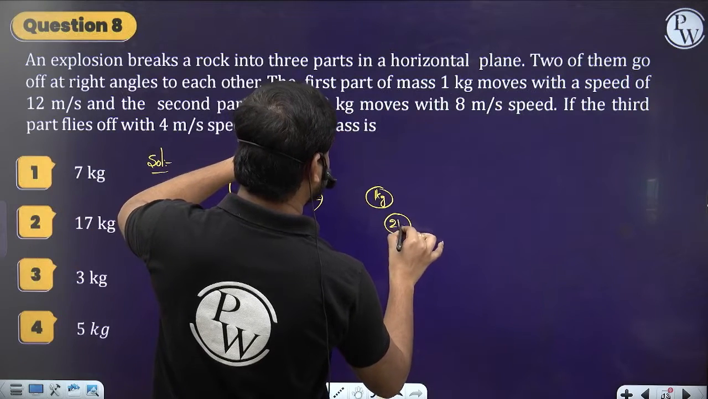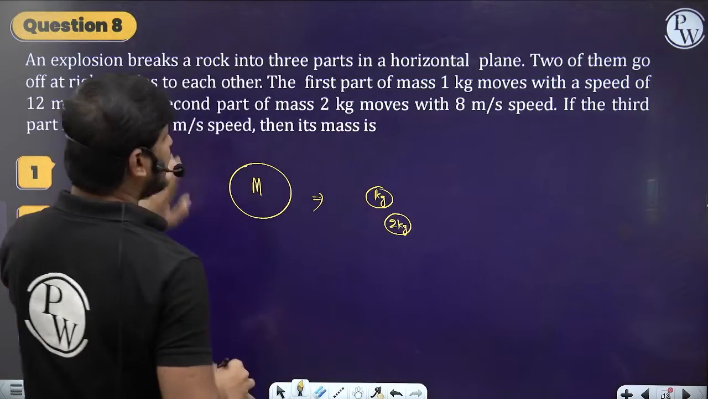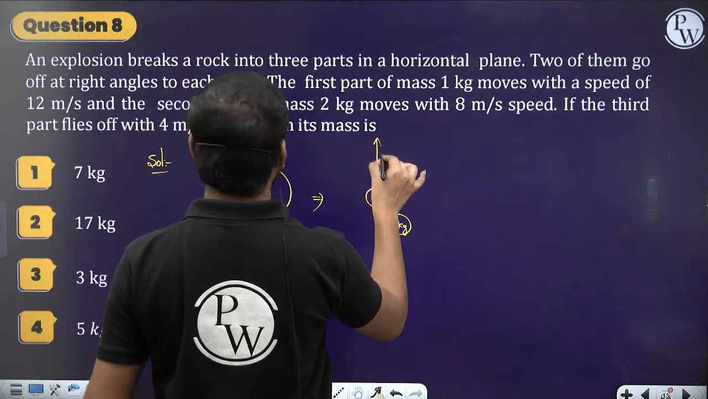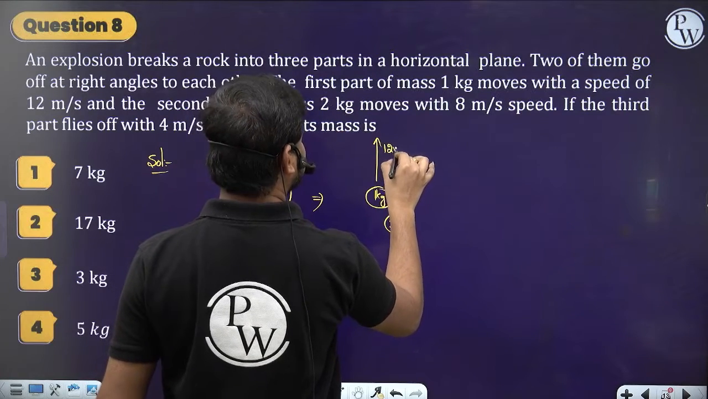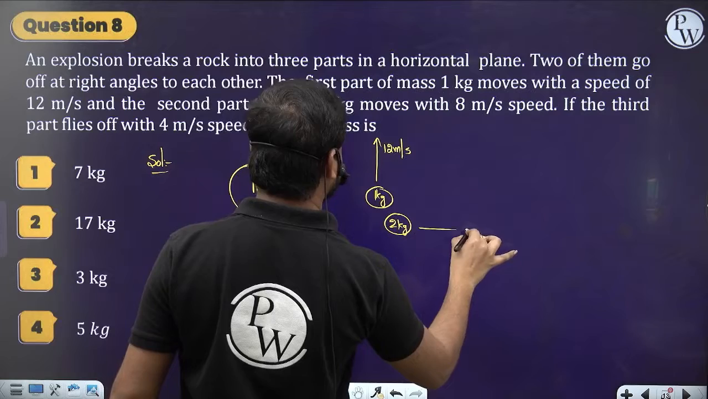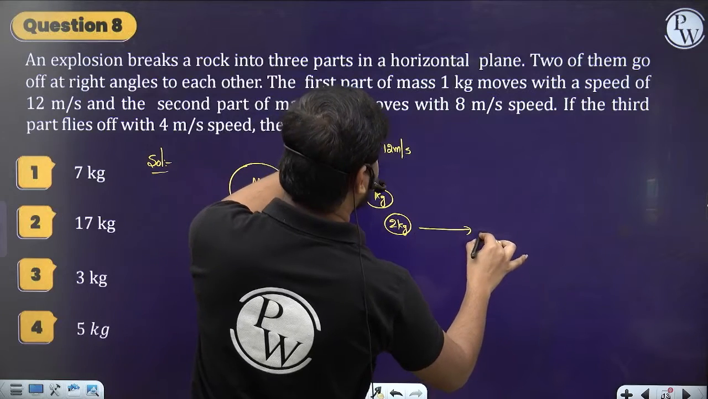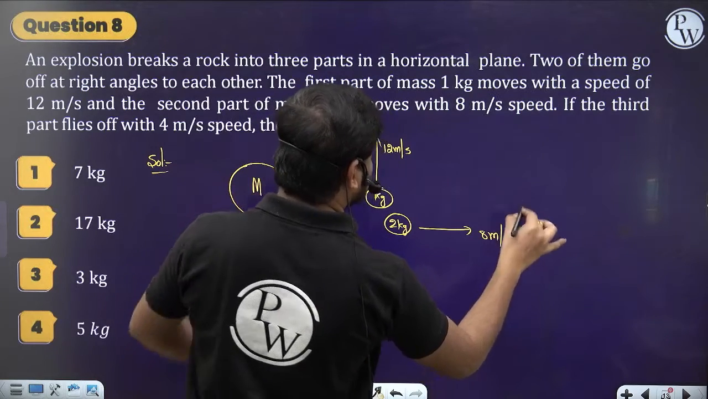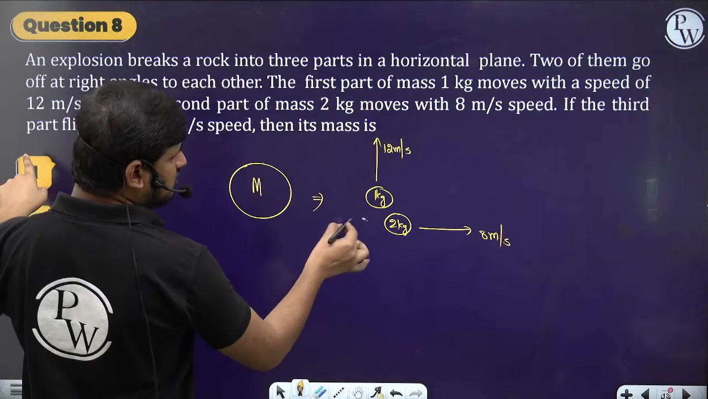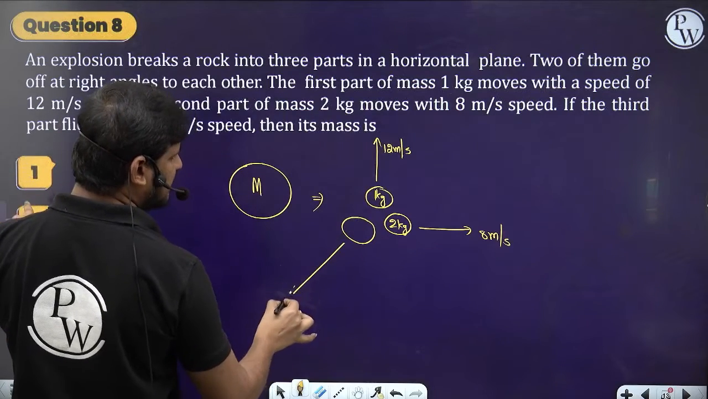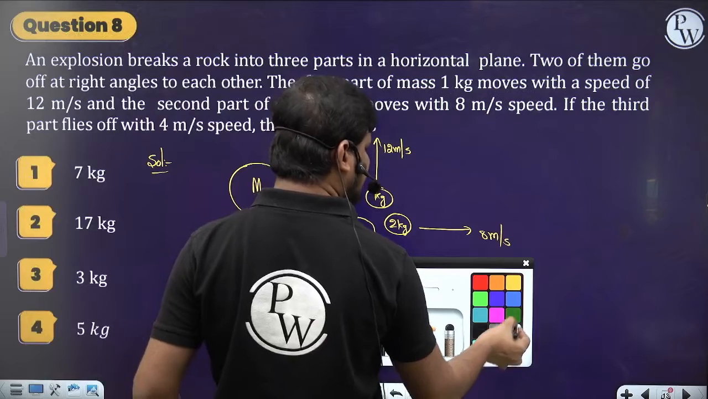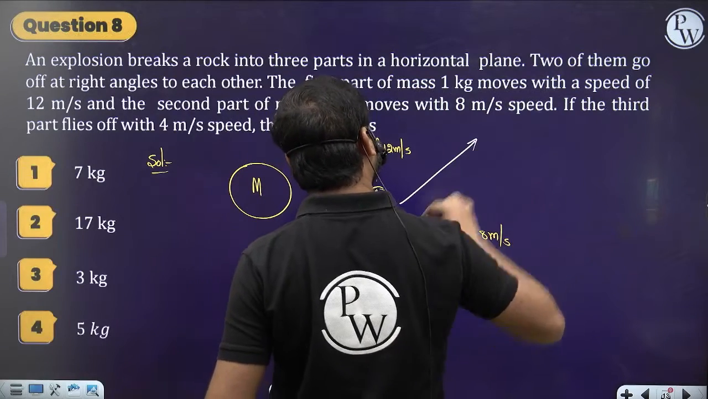So this 1 kg and 2 kg are moving at right angles to each other. 1 kg is moving with 12 meter per second on this side, let's suppose, and this one is moving with a speed of 8 meter per second on this side, right? Now you know that the third one should move to this side. Yes or no? So what will be the net momentum of these two?